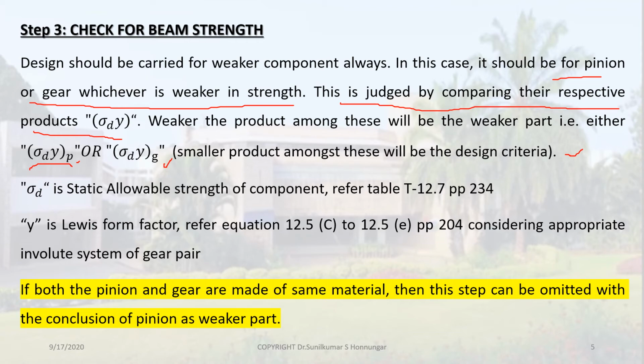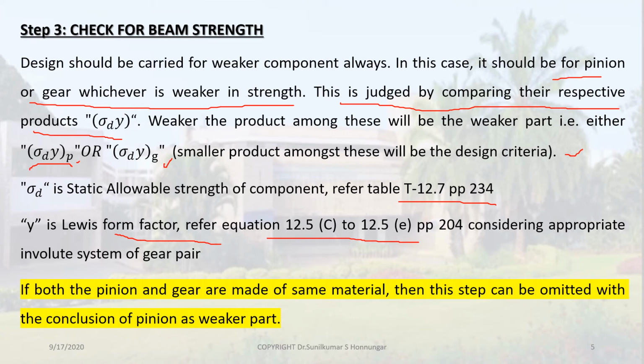And again here, sigma d is most of the time repetitive. You may get irritated, because I told you sigma d is the static allowable strength of the component. Refer to table 12.7, page 234, which I mentioned in the previous slide also. Here also you have to take the same value, and small y is the Lewis form factor. For this there are multiple equations, 12.5c to 12.5e on page number 204, for 14.5 degree involute, 20 degree involute and 20 degree stub tooth. There also a Z is there.